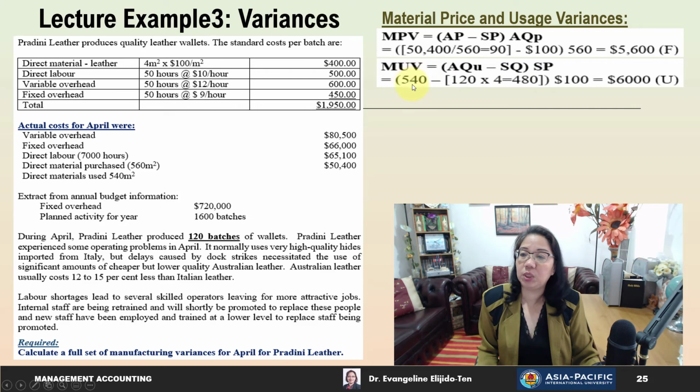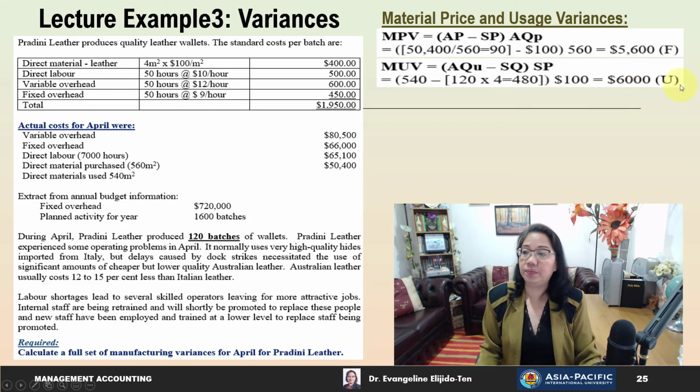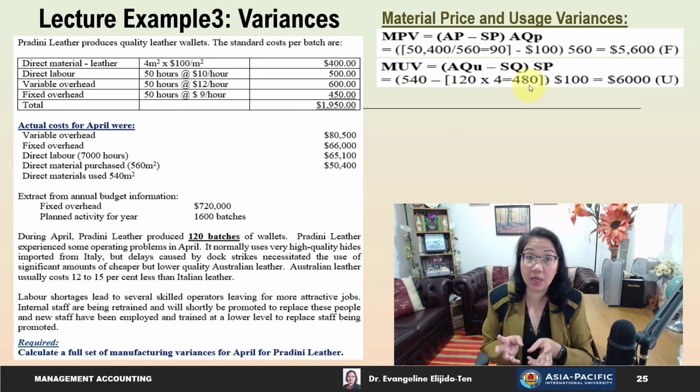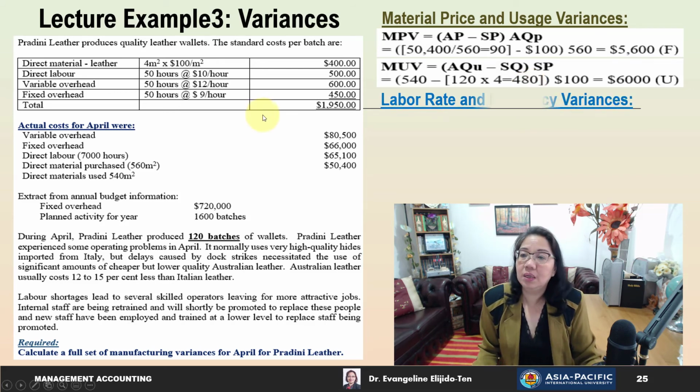We'll get the difference between actual quantity used and standard quantity, and then we'll multiply it by the standard price of $100. That is from the standard cost given. So that would give us $6,000, and that is unfavorable because our actual usage is a lot more than our standard quantity allowed. Again, you can see the reason why. Because you are using lower quality material, there will be more wastage compared to when you use the higher grade material.